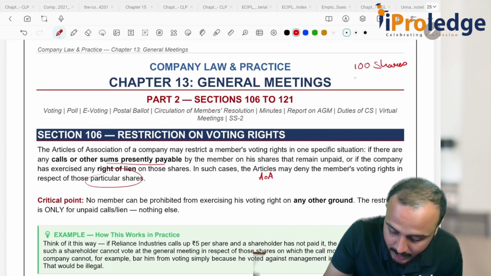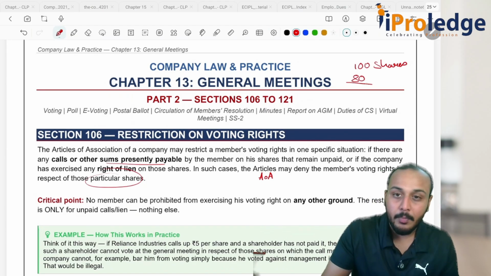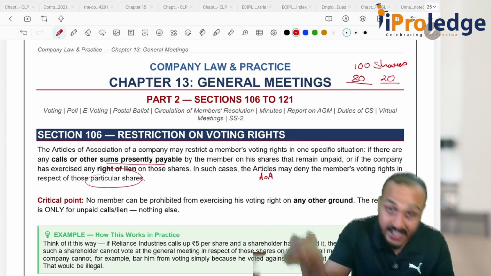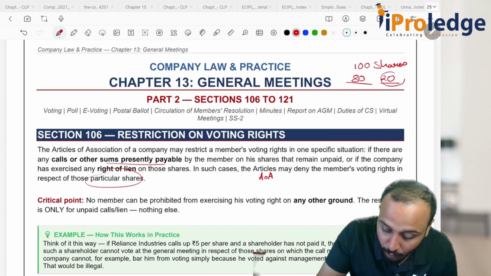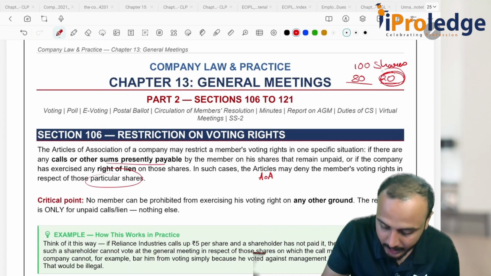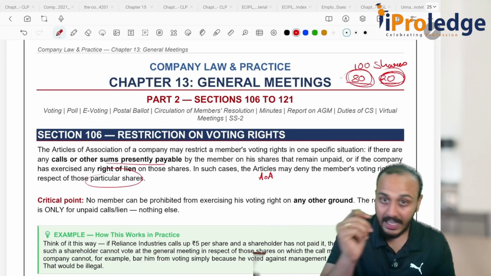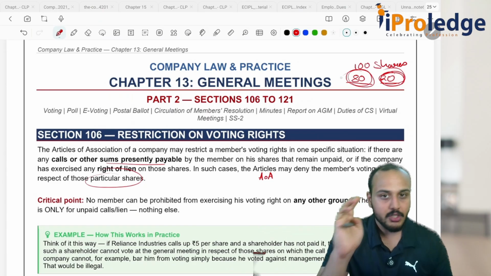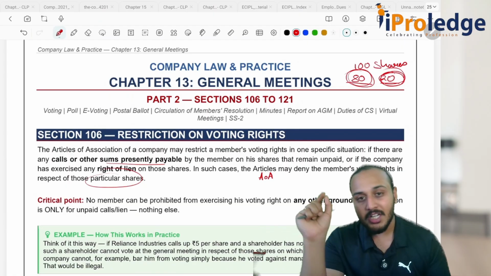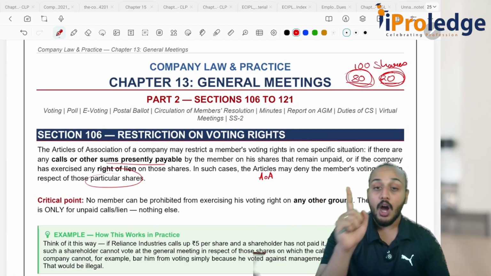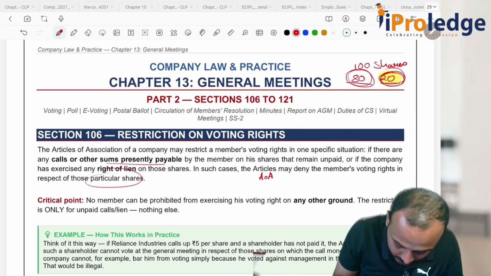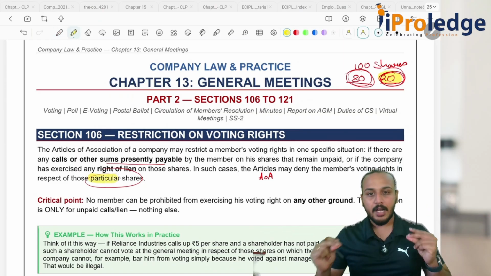Out of these 100 shares, for 80 shares he has made full payment, and for 20 shares he is yet to make payment and has defaulted, so the voting rights on these 20 shares will be restricted, and there will be no restriction on the 80 shares. Even this can be a practical question. Should there be restriction across all the 100 shares or only on those particular shares? How will you know that it is only on these 20 shares? By the wordings of "particular". Okay, I hope this is clear.